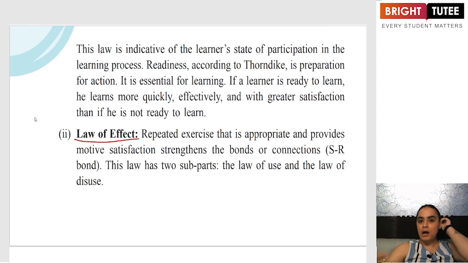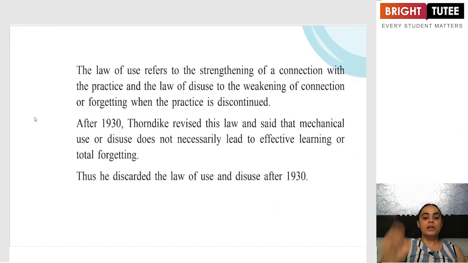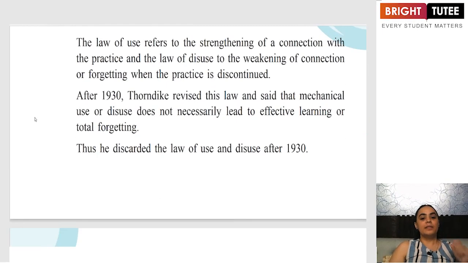He got marked and he started gaining scores. What happened? He started taking interest in it. He could see a positive outcome of it, and therefore the connection, the bond between the child and that quiz got strong. Now, this law of effect has two parts: the law of use and the law of disuse. What do they mean? The law of use means that if somebody gets the desired outcome from what one is practicing, the bond strengthens.